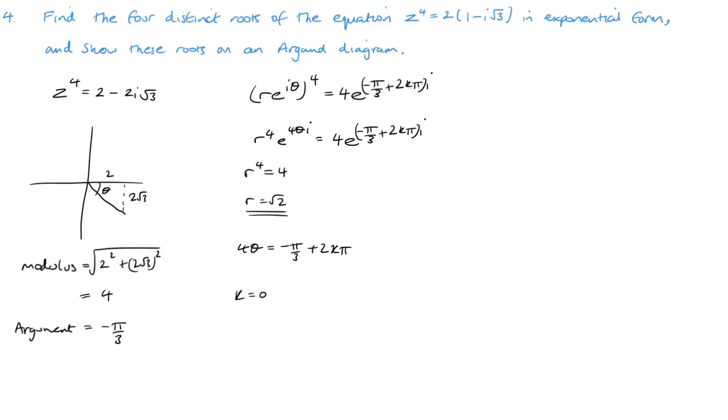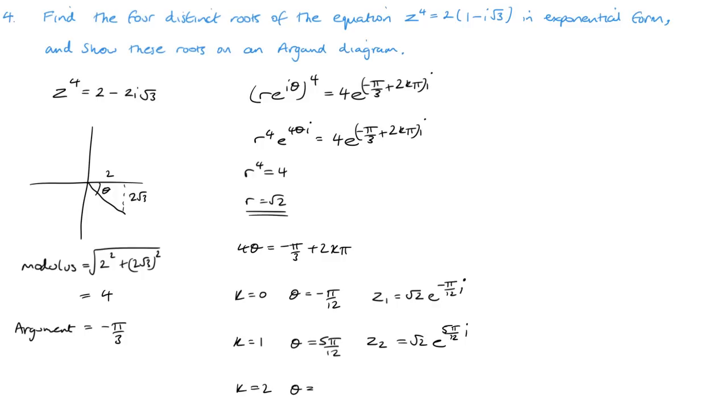Right, so when k equals 0, we've got minus a third pi, plus 0 stays as minus a third pi, divide by 4, so then theta is minus pi by 12. So z1 is going to be root 2 e to the minus pi by 12 i. Now when k equals 1, we have our minus a third pi plus 2 pi, gives me 5/3 pi, divide by 4, and that gives me 5 pi by 12. So z2 is root 2 e to the 5 pi by 12 i.